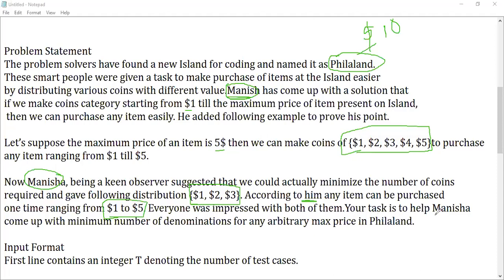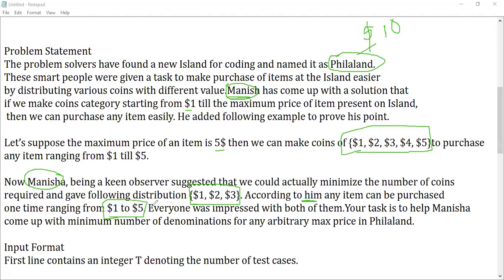Your task is to help Manisha come up with the minimum number of denominations for any given maximum price in Philaland. According to Manish, it is very simple: if the maximum price of the item in Philaland is 100 rupees, generate 100 coins. This is what he is saying.